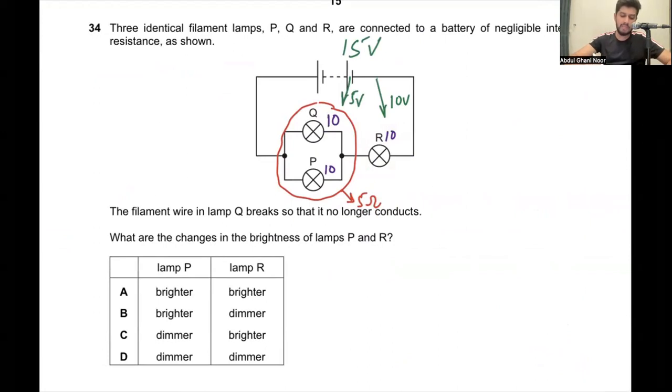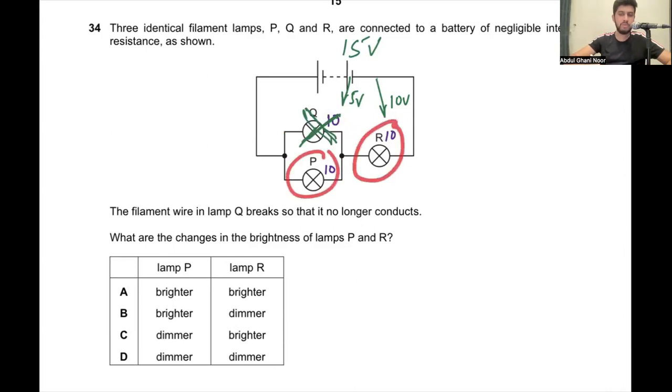But what happens next is that this one breaks. When this one breaks, you have these two bulbs, each having 10 ohms. So what happens is this 15 volts now gets divided equally, and this one gets 7.5 volts, this one gets 7.5 volts. Both get equal voltages.